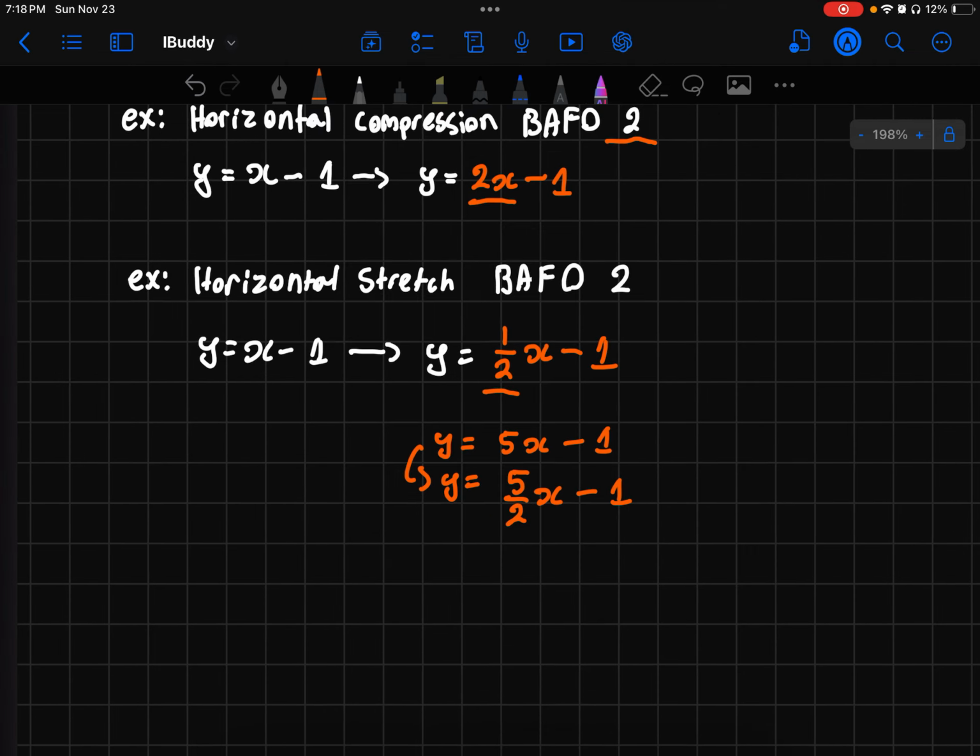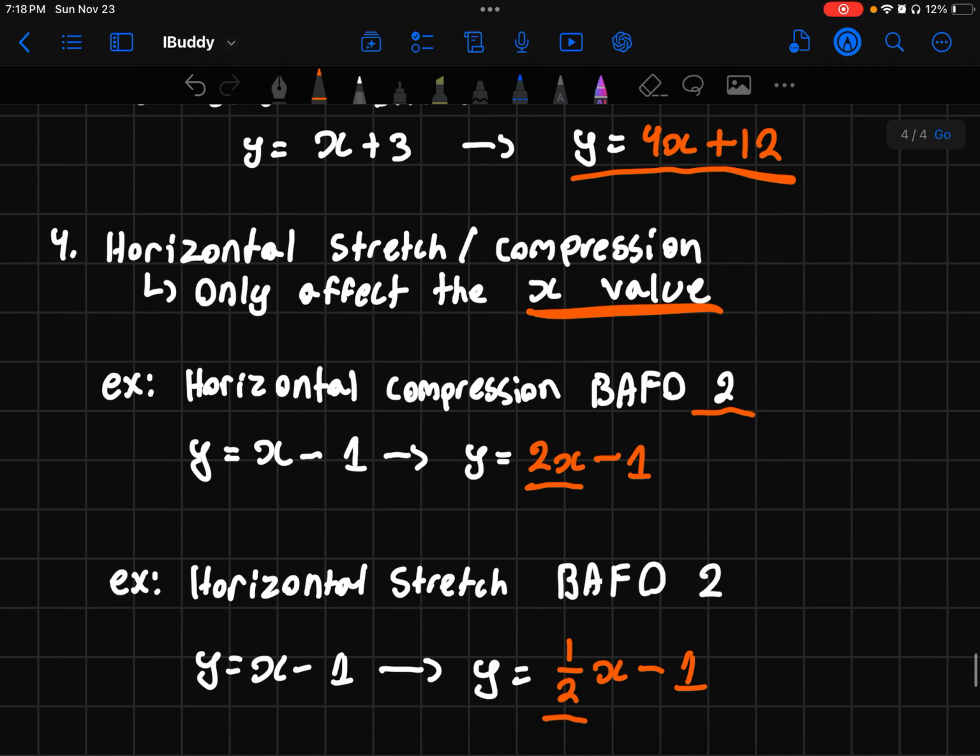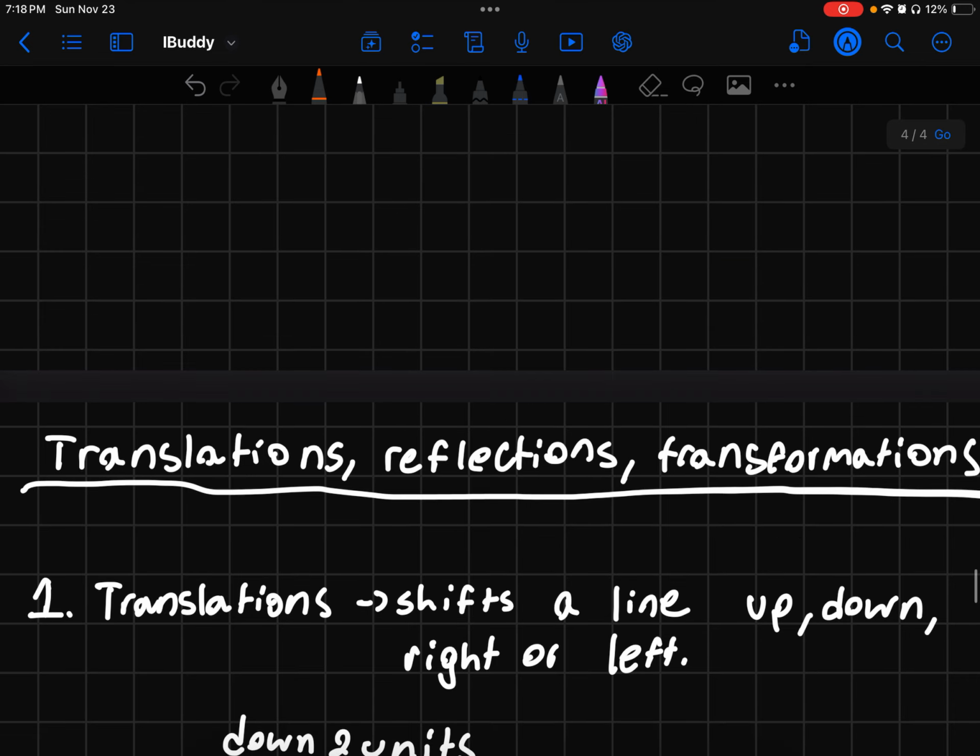Okay. So that's pretty much just the basics of translations, transformations, and reflections.